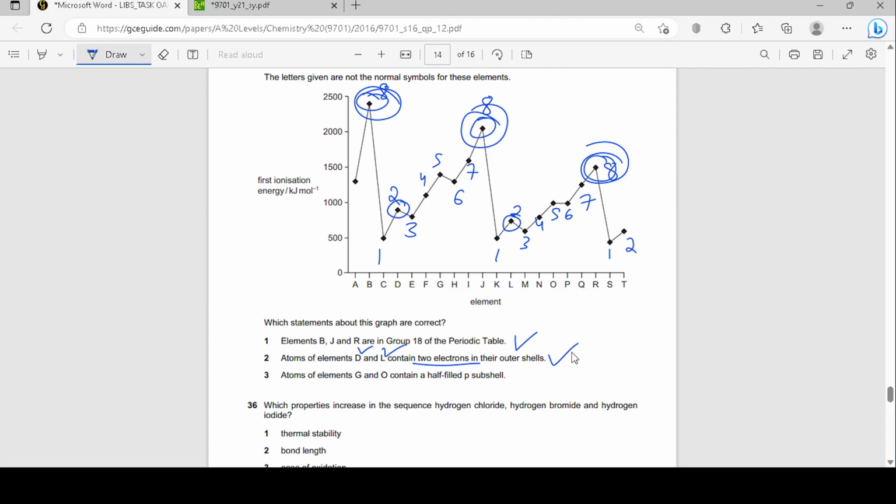Then atoms of elements G and O contain a half-filled p subshell. Okay, so G, a half-filled p subshell. Let me see what G and O are first. So G is in group 5, okay, and O is also in group 5. So that does seem to be right.